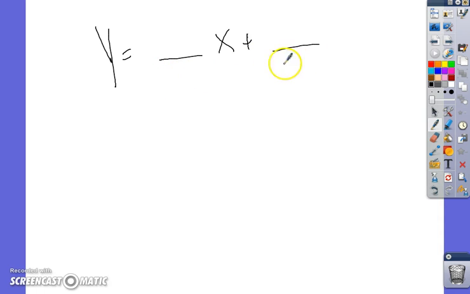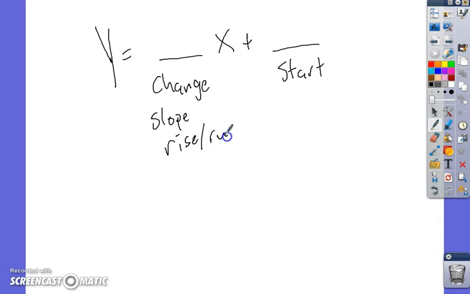This is where the starting point goes. And this is where the thing that tells you how fast it changes goes. In other words, the slope. In other words, the rise over the run. So I'm constructing a linear equation again, but I need to identify this thing and this thing from the word problem. So let's read it.